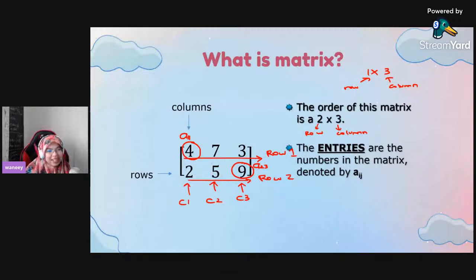Which one should we choose? Let's say 7. Okay, so 7 is in row 1, second column. So this is A12. So from here, we have A11, A12, A13, A21, A22, and A23. So those are known as the entries. Okay, next.